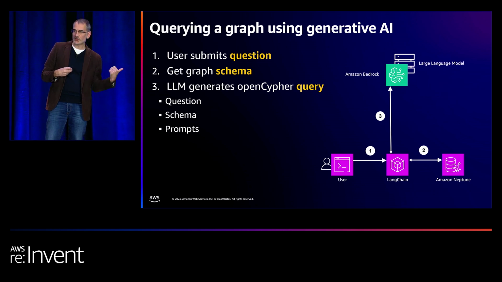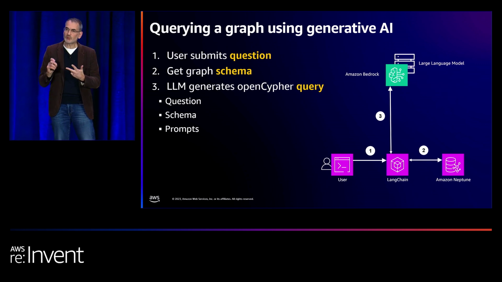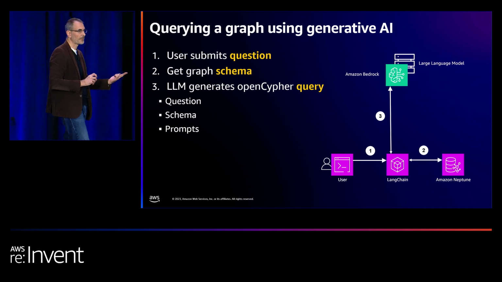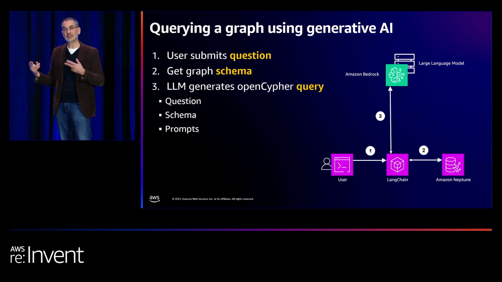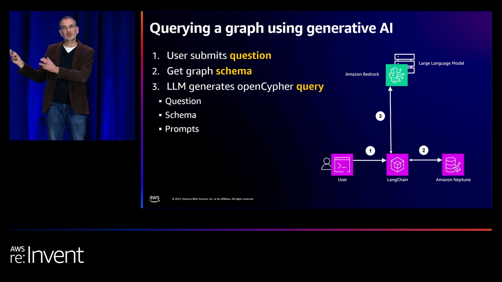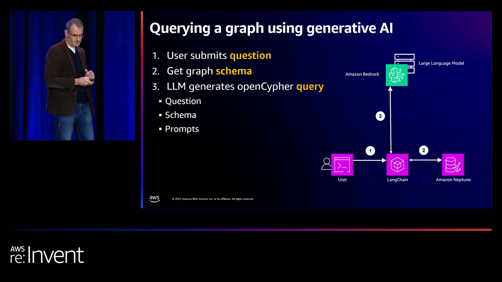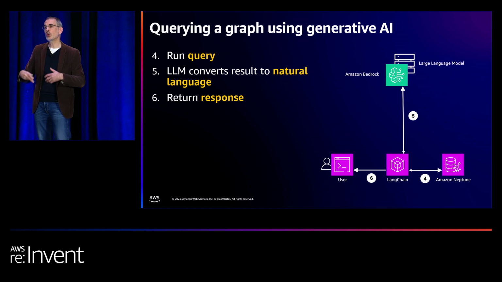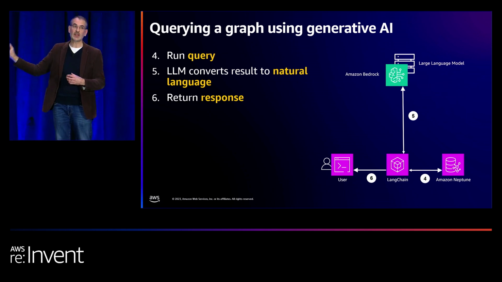And it's going to take that question and the schema, and it's going to generate some additional prompts. It's going to do a little bit of prompt engineering, and it's going to submit all of that to the large language model. So it's effectively going to ask the large language model, can you give me a query, in this case in OpenCipher, that satisfies this question, and here are some details of the graph that I want you to query against. The large language model, Claude in this instance, is going to generate an OpenCipher query and return it to LangChain. LangChain then runs that query against Neptune.